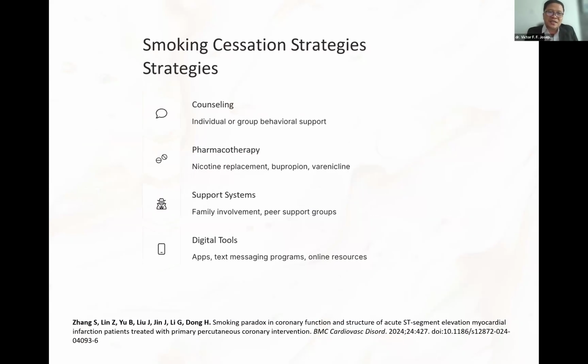How about the strategies? Of course, the first is counseling. I think every nation has this policy. Pharmacotherapy: we know nicotine replacement, bupropion, and varenicline. A support system is necessary as well: family involvement, peer support groups, and digital tools.